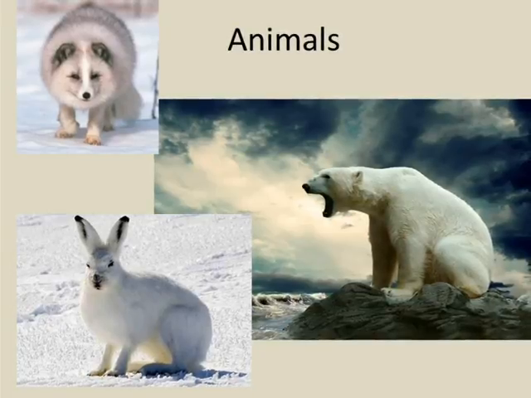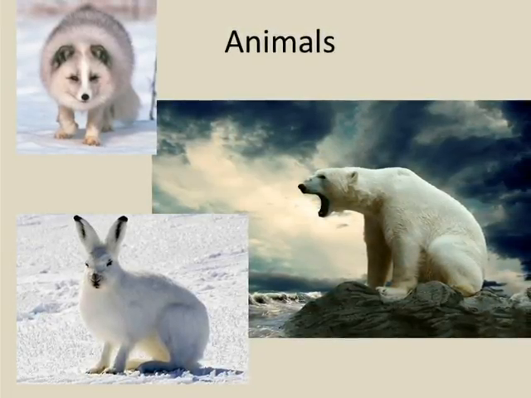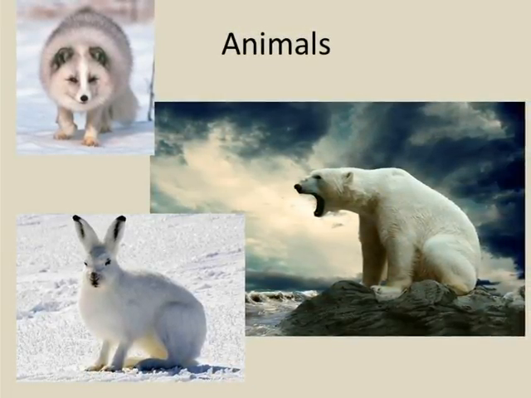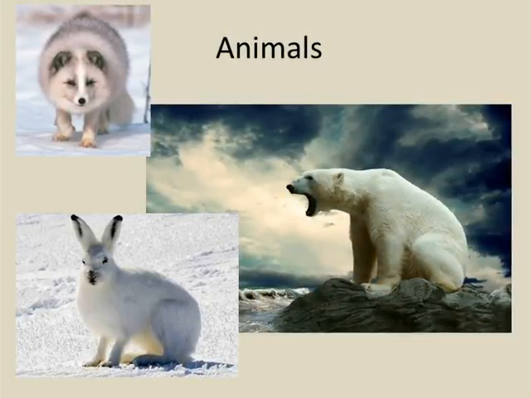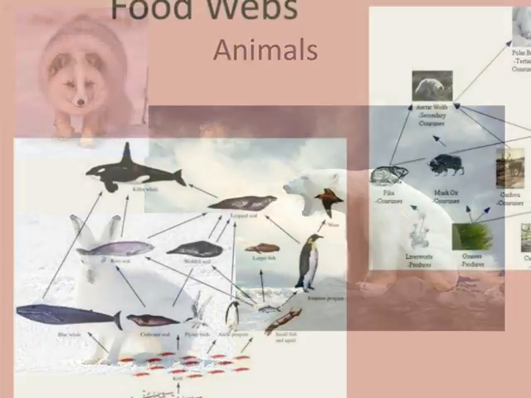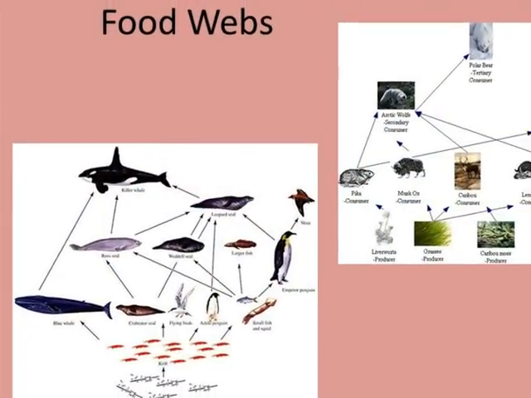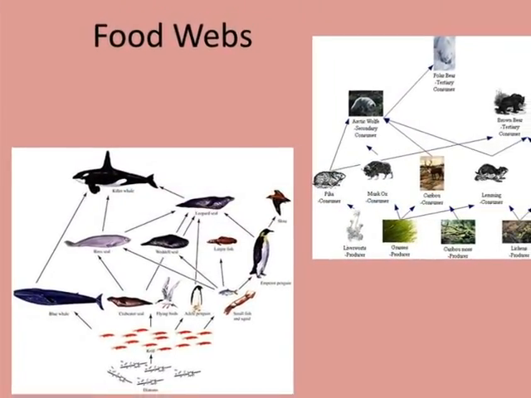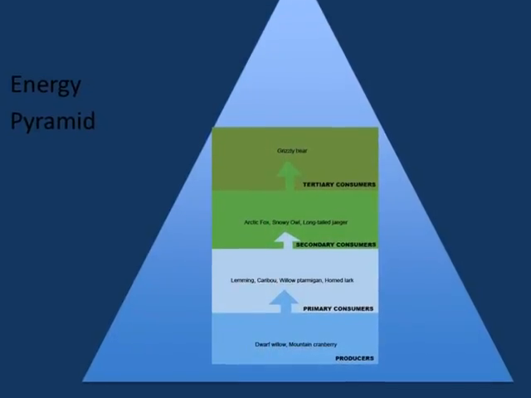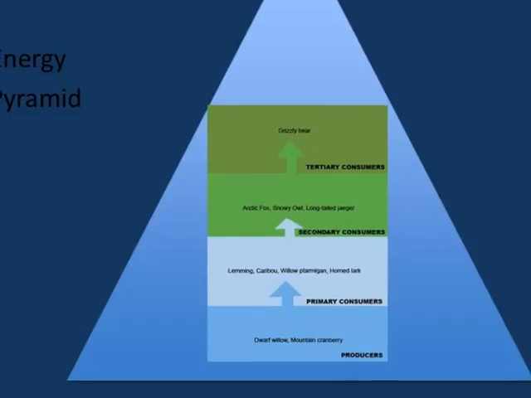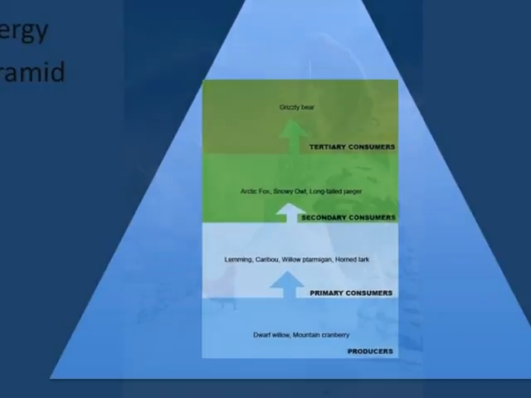Examples of animals are lemmings, caribou, Arctic hares, and squirrels, Arctic foxes, wolves, polar bears, salmon, trout, ravens, mosquitoes, and falcons. This slide shows two example food webs, consisting of the larger animals eating the smaller animals. This is an example energy pyramid, showing the energy flowing through this ecosystem.